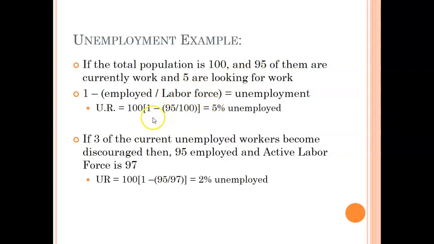But what if you had those discouraged workers? If those 3 discouraged workers came from those who are unemployed, then the labor force is now going to be 97 people. 95 of them have a job, 2 of them are looking for a job, and 3 of them don't count. So in that case, the unemployment rate has actually gone down to 2%.